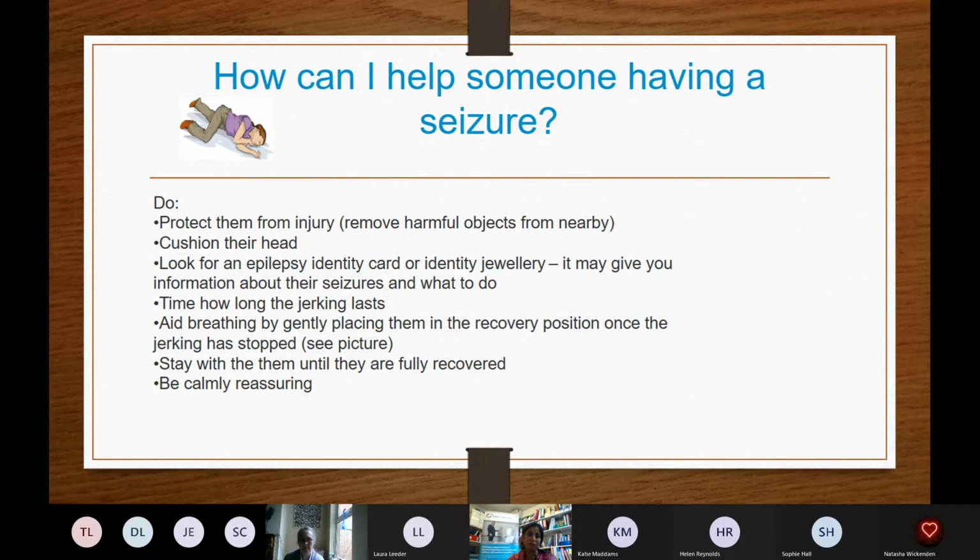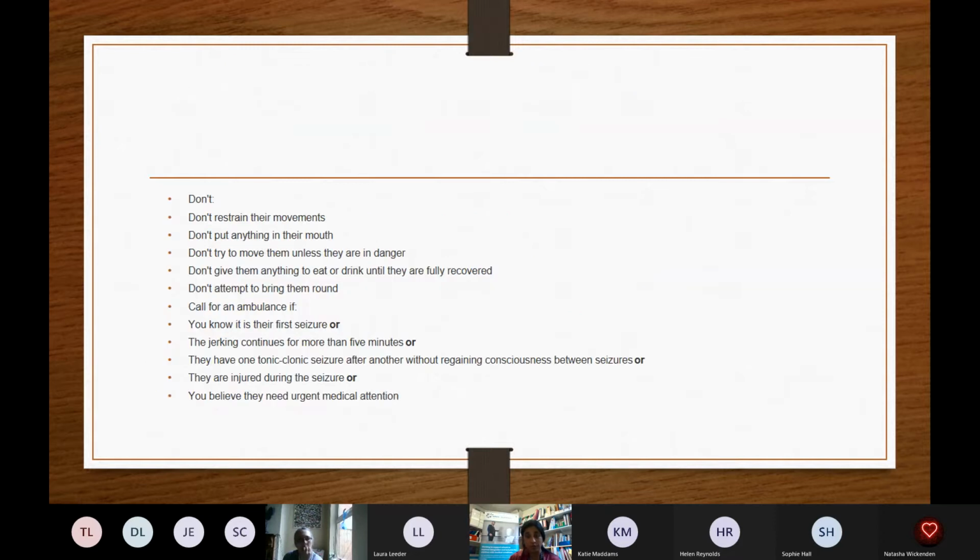Again, aid breathing, in the sense of putting the child in the recovery position and ensuring that, once the jerking has stopped, the child is not vomiting and cannot choke on their secretions, and then call for help. Stay with them until they're fully recovered. Always be calm and reassuring, but just remember that if it lasts more than 5 minutes, you probably need to get an ambulance to you.